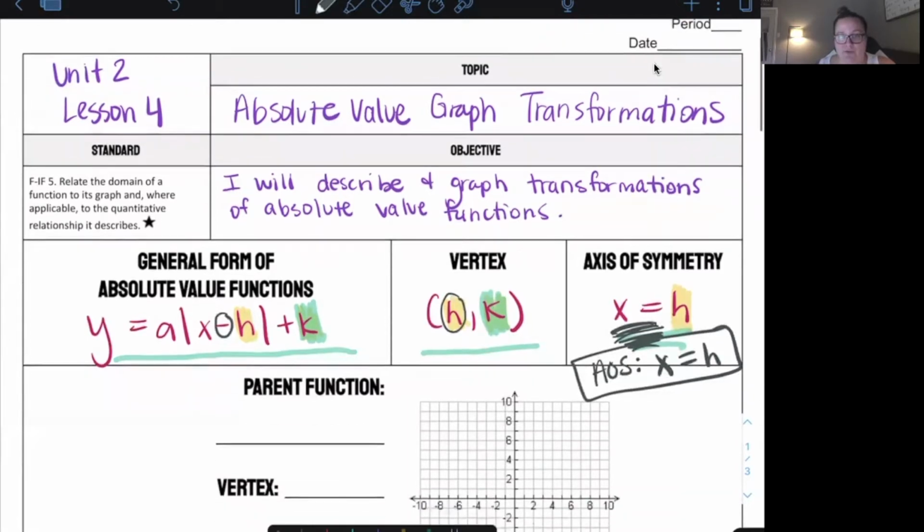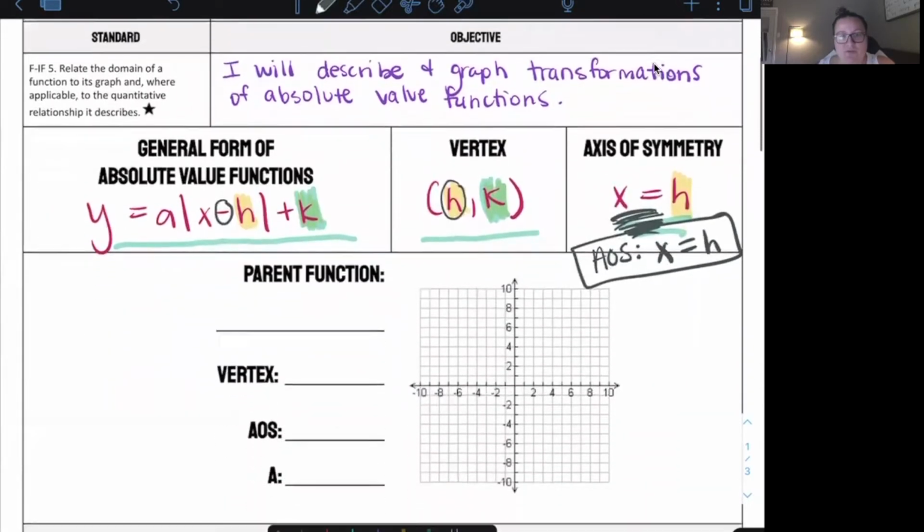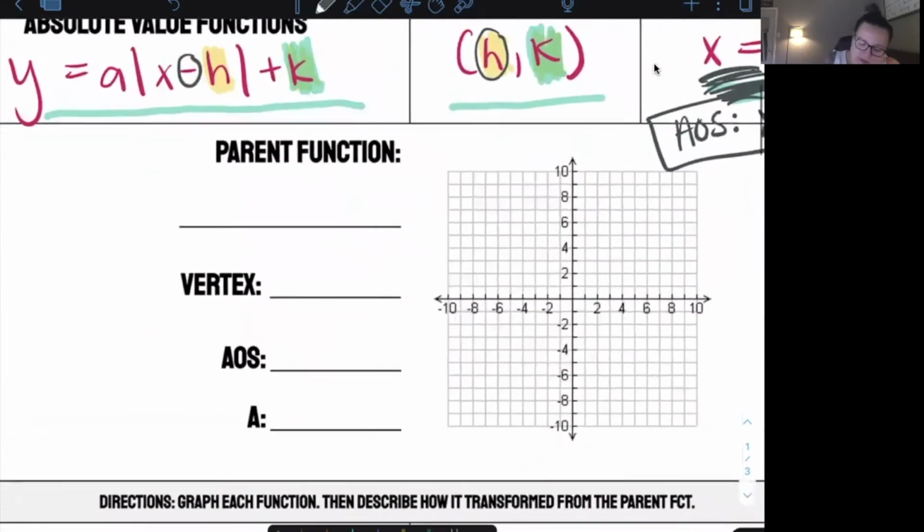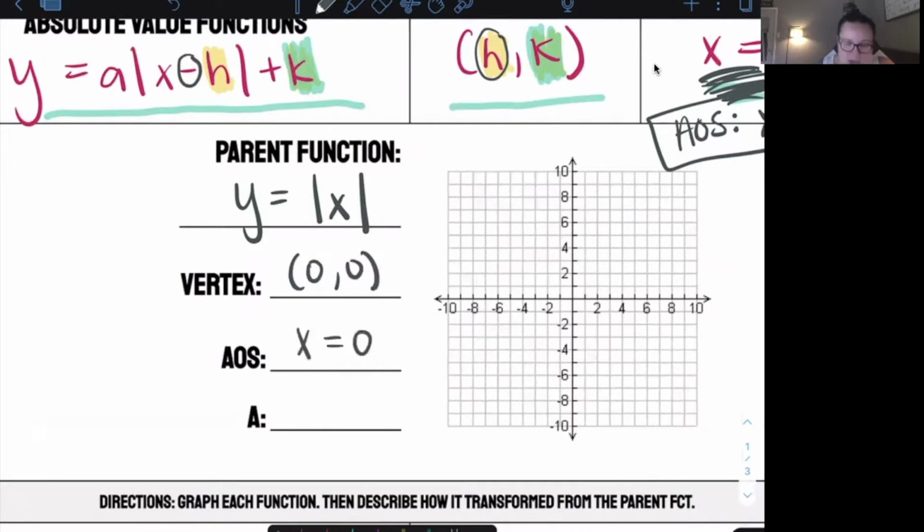All right, moving on. So the parent function of all absolute value functions is y is equal to the absolute value of x. The vertex of that function is 0, 0. The axis of symmetry is x equals 0. And then a would be 1.